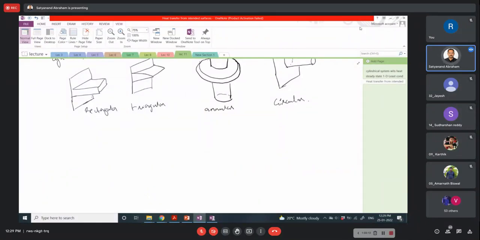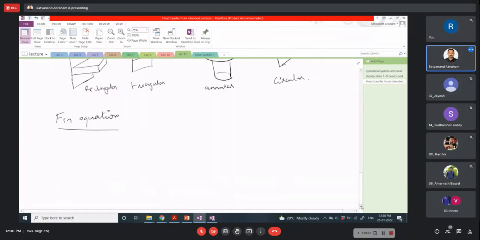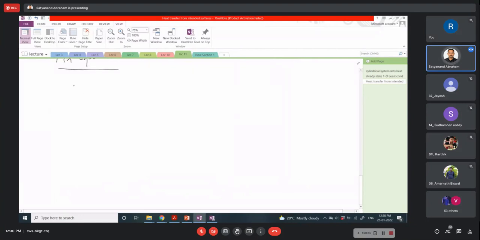So basically the equation which gives the basic idea of the temperature variation is known as the fin equation. Okay. So that's what we are going to see now. In order to see that, we are taking any of the fins. We can take rectangular or circular, any of the fins for the basic analysis. Maybe we can take the rectangular fin. The rectangular fin we are trying to take. Okay. We are taking the rectangular fin.